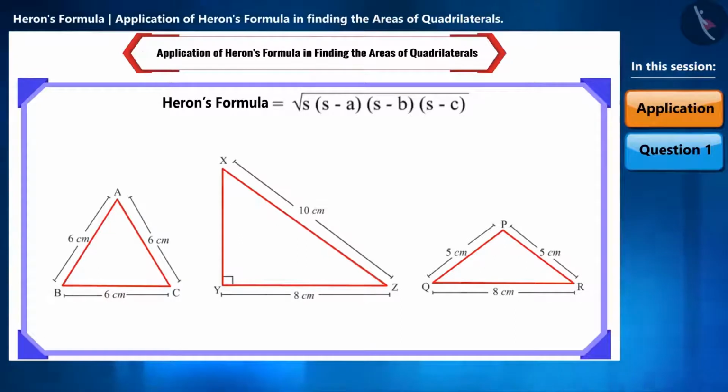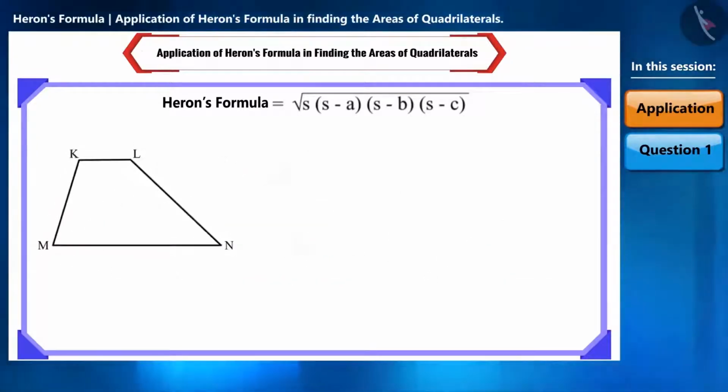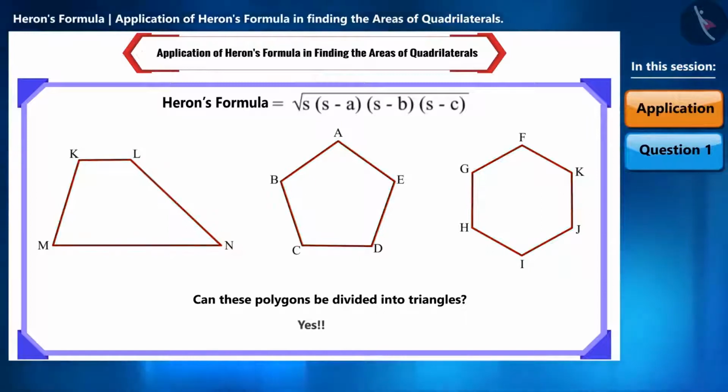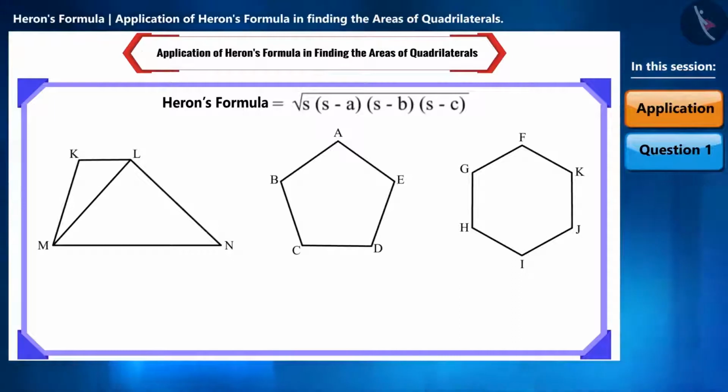But can we use it to find the area of other polygons? Can these polygons be divided into triangles? Yes. If we draw a diagonal in a quadrilateral, then we will get two triangles. Now, by using Heron's formula in both of them, we can find their area. And adding them up, we can find the area of this quadrilateral.